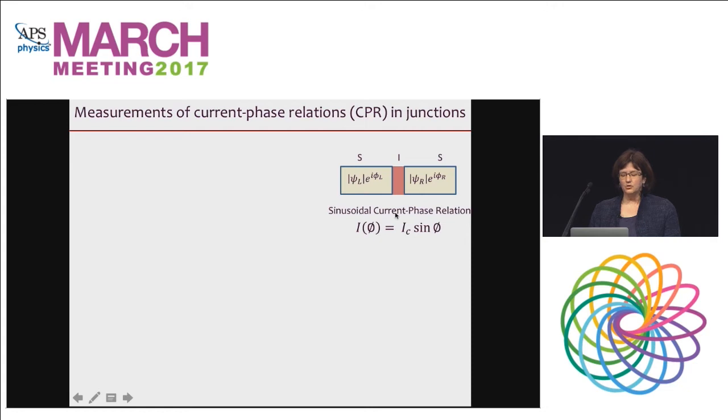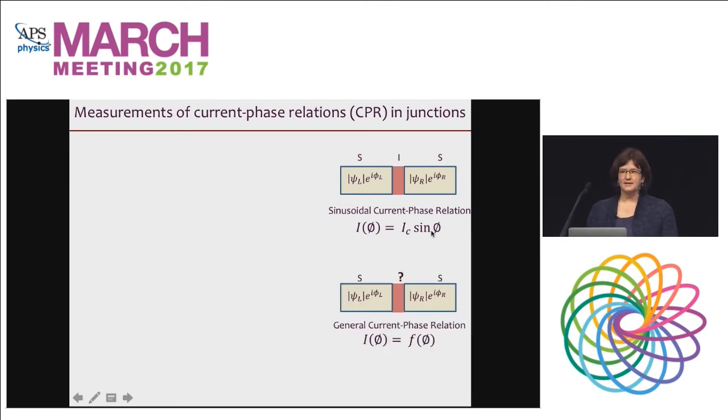And as a function of this phase difference, a current flows in the ring, which has a sinusoidal current phase relation. So the current is some critical current times the sine of the phase. However, you don't have to make your junctions with an insulator in the middle. You can make them with anything in the middle.